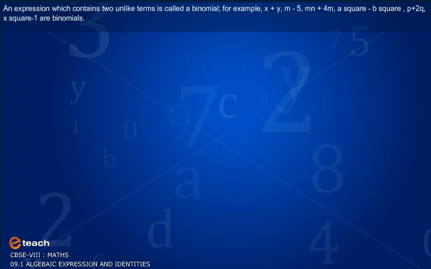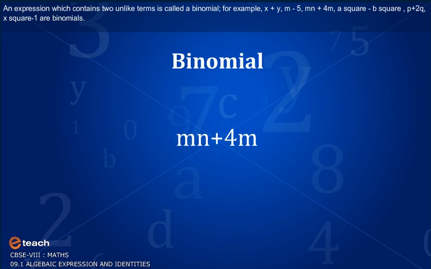An expression which contains two unlike terms is called a binomial. For example, x plus y, m minus 5, mn plus 4m, a square minus b square, p plus 2q, x square minus 1 are binomials.